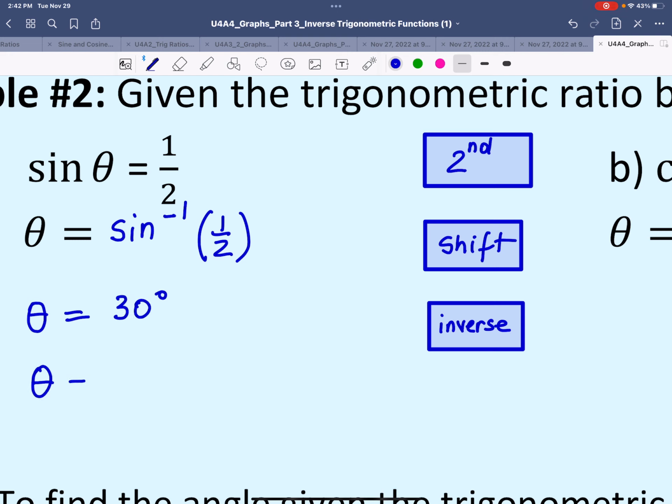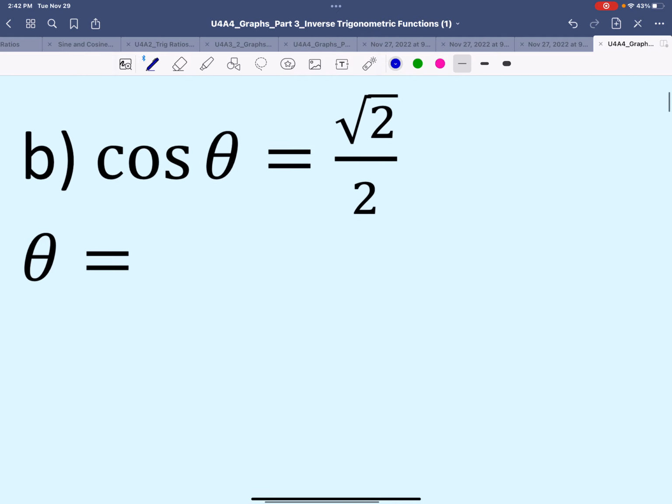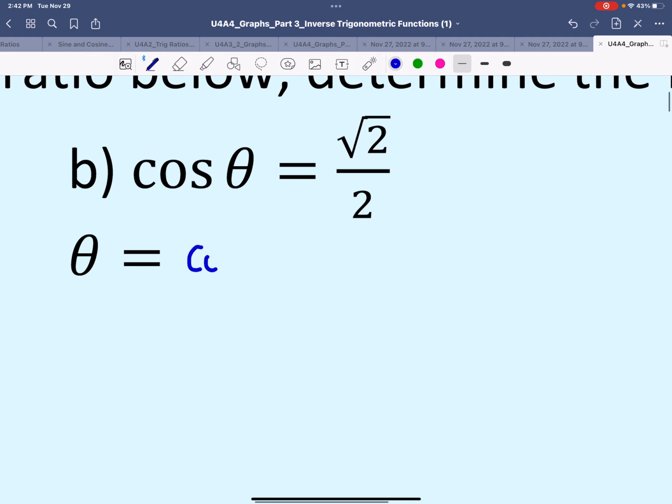And you can convert afterwards in radians if the question is asking for your answer in radians. So next we have cosine theta equals square root of 2 over 2. Again, we do the same thing. You can use a calculator to access inverse of cosine and then root 2 over 2.